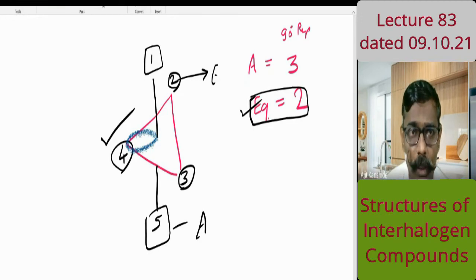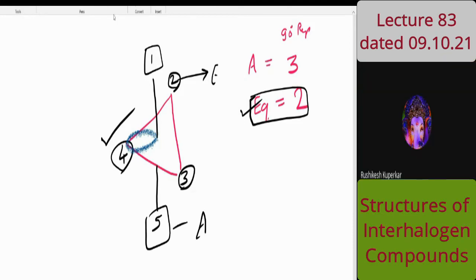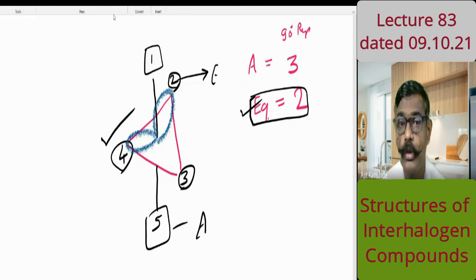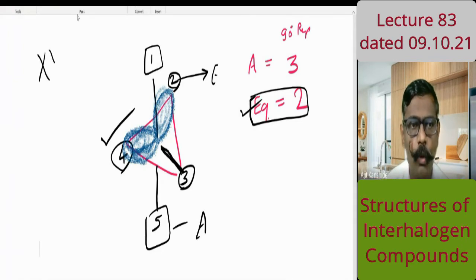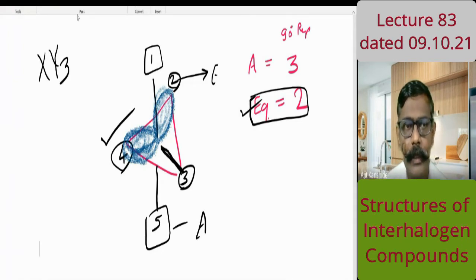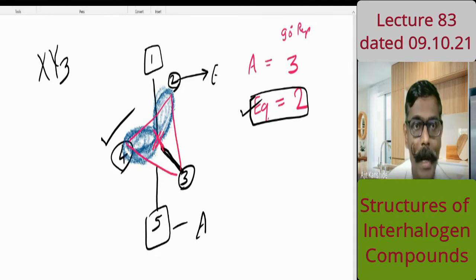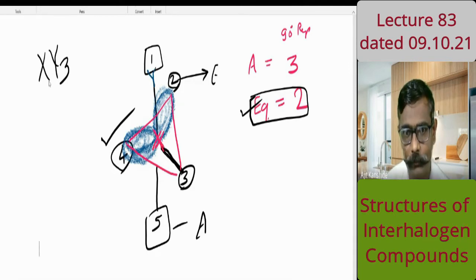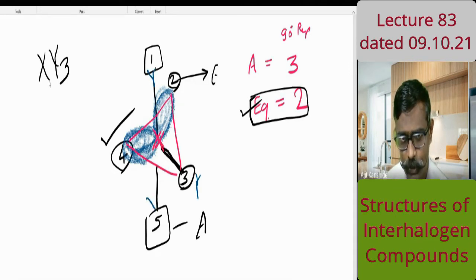Answer to my question, how many lone pairs am I with? 2 lone pairs. So this lone pair and that lone pair, they will repel these bond pairs. One more bond pair I need to show here. So if I consider XY3, then X will be at the center. Y will be at position number 1, at position number 3, and at position number 5. And at the other positions, the lone pairs are there.